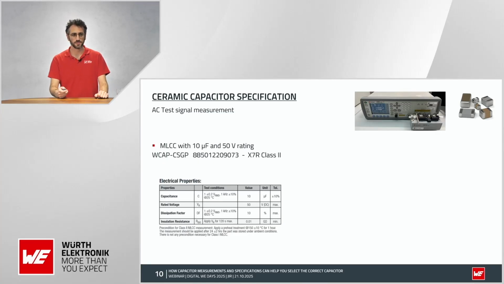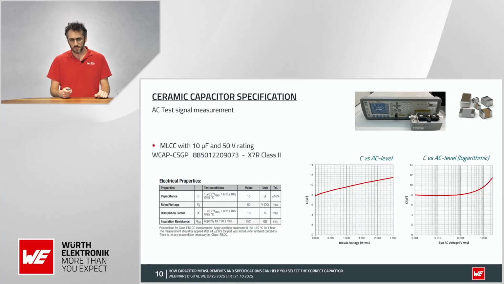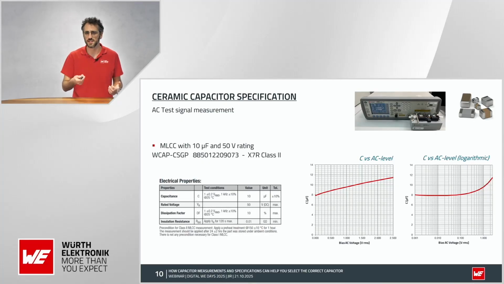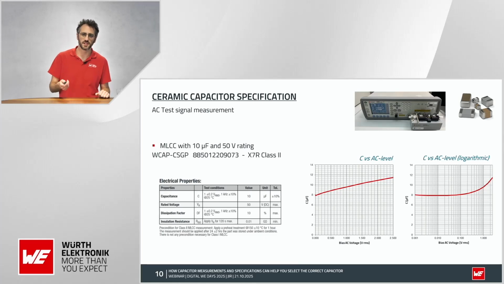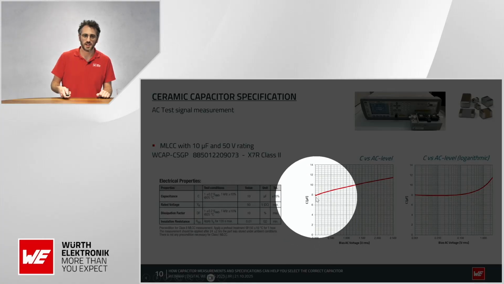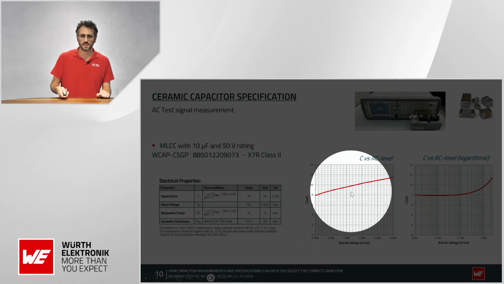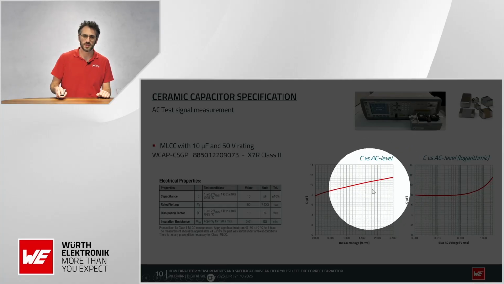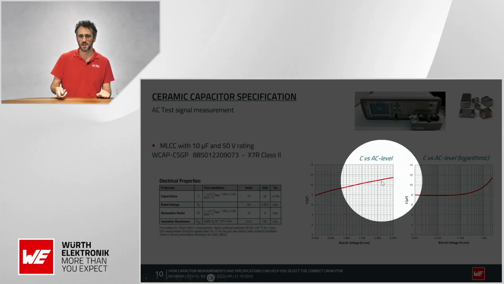Another aspect that maybe you have seen in the datasheet is that we specify an AC level. The AC level is 1 volt in this example, but we can vary this AC level, which is a setting of the LCR meter. You can see an example of an LCR meter in the image. Actually, if we have a very small signal, the capacitance may be smaller. And if we have a high signal, sometimes it goes up, sometimes it goes up and then down.